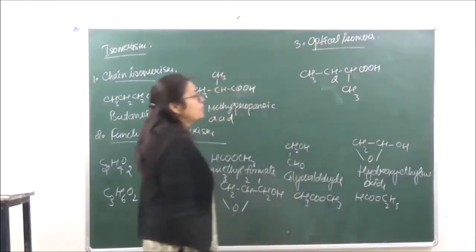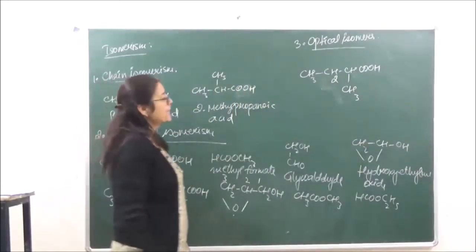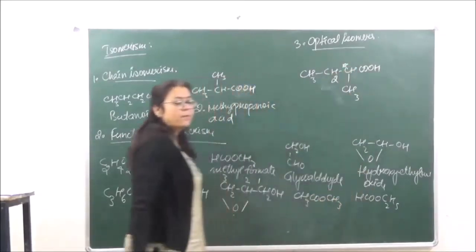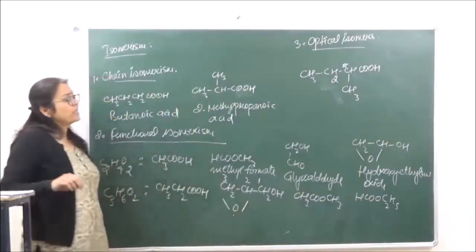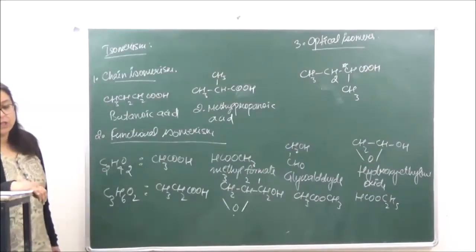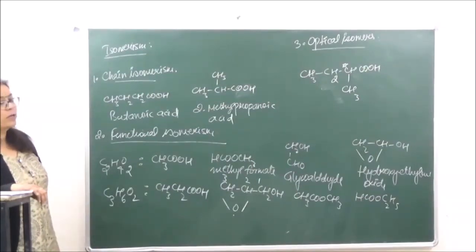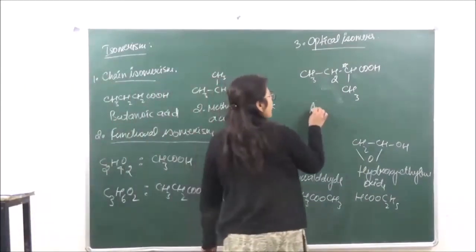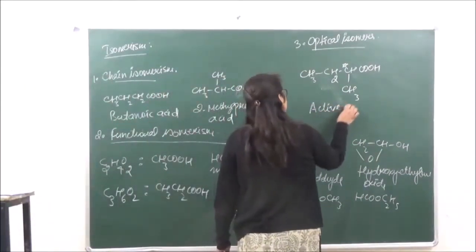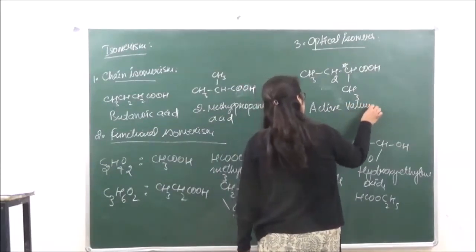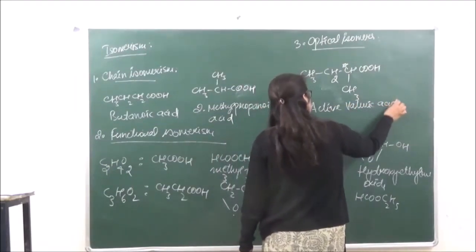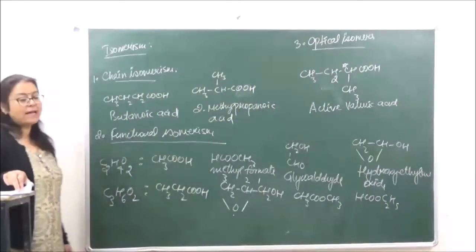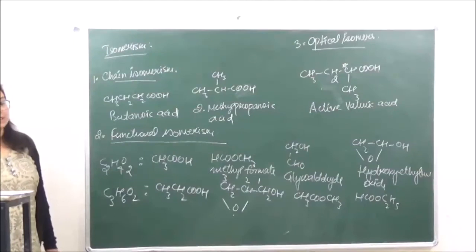This is 2-methyl butanoic acid. So if you're looking at this carbon atom over here, this carbon atom is the chiral center, because all the 4 groups attached to it are going to be different. So this is 2-methyl butanoic acid, also known as optically active valeric acid. ठीक है? Clear हो गया?